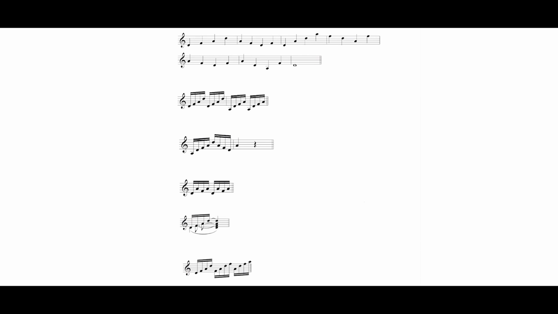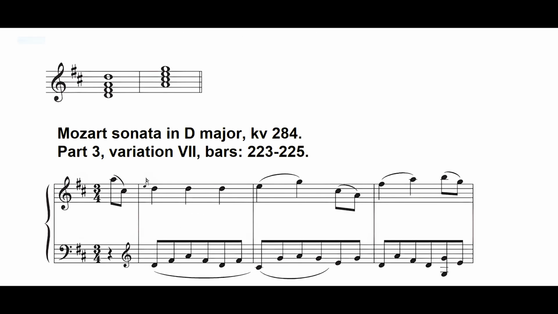Here are several examples of broken chords or arpeggio. Take a look at this example by Mozart. Notice how these two chords play a crucial role in the arpeggio process in his sonata in D major.